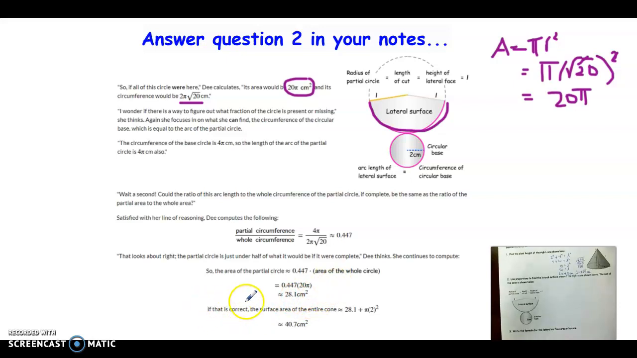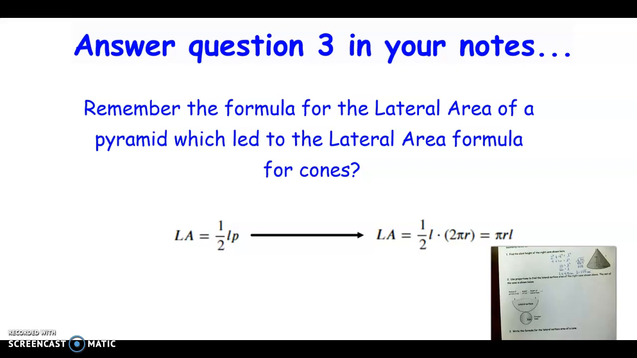So if that's correct, the surface area of the entire cone would be the area of the lateral surface, which she found to be approximately 28.1, plus the area of the circular base, pi r squared, which would be pi times 2 squared, or 4 pi. And so if you put that in your calculator, that's approximately 40.7 as a rounded decimal. And that's centimeters squared because it's area.